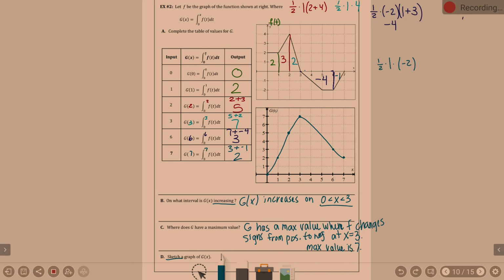Did our answers to B and C pan out to be true now that we've sketched the graph? G of x is increasing from 0 to 3, yes. And there is a max at that point there. Okay, at 3, 7. Well, let's look at the next page.